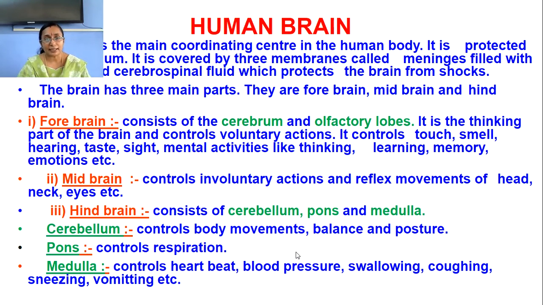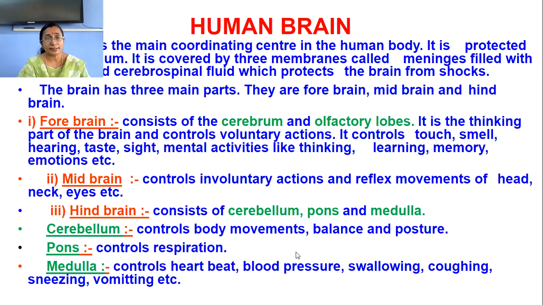Now inside the skull, the brain is again covered by three protective membranes called meninges, in between which there is a fluid called the cerebrospinal fluid. The cerebrospinal fluid protects our brain from shocks, and it also helps in transport between the brain tissues.